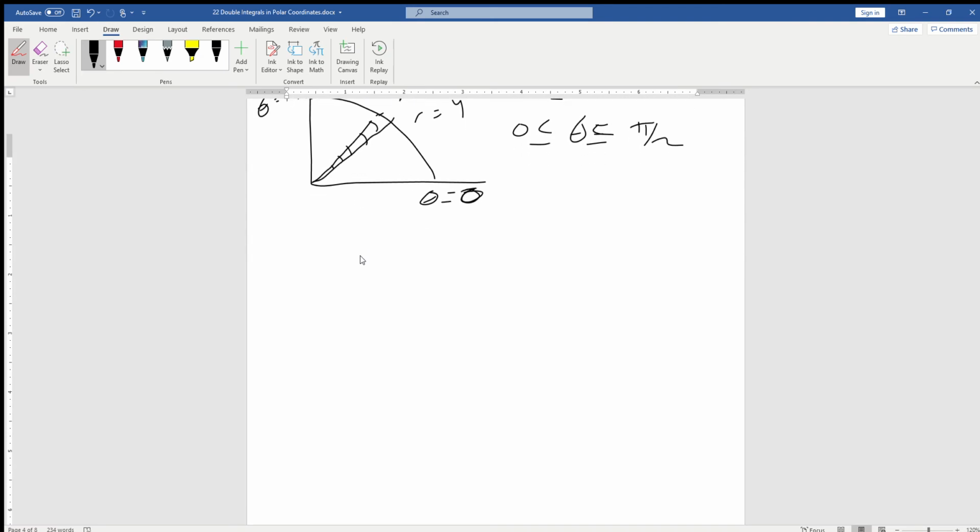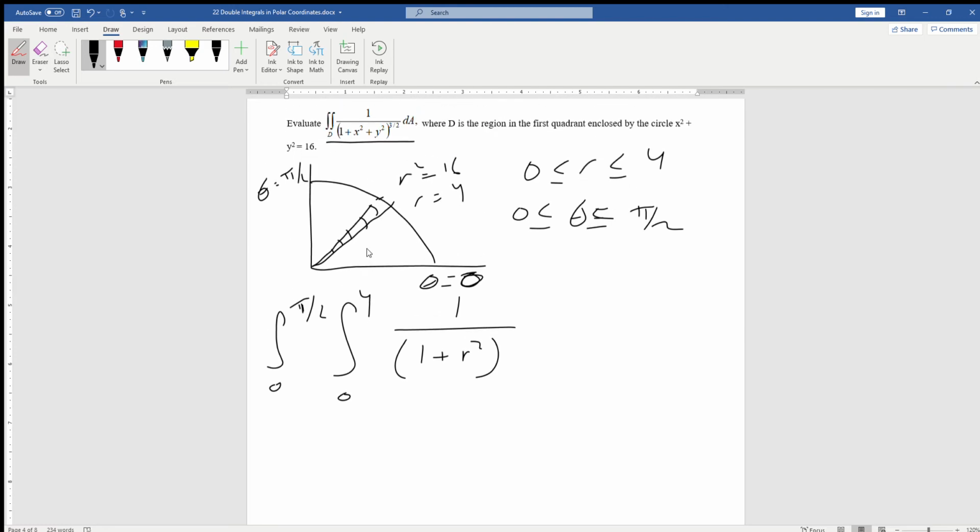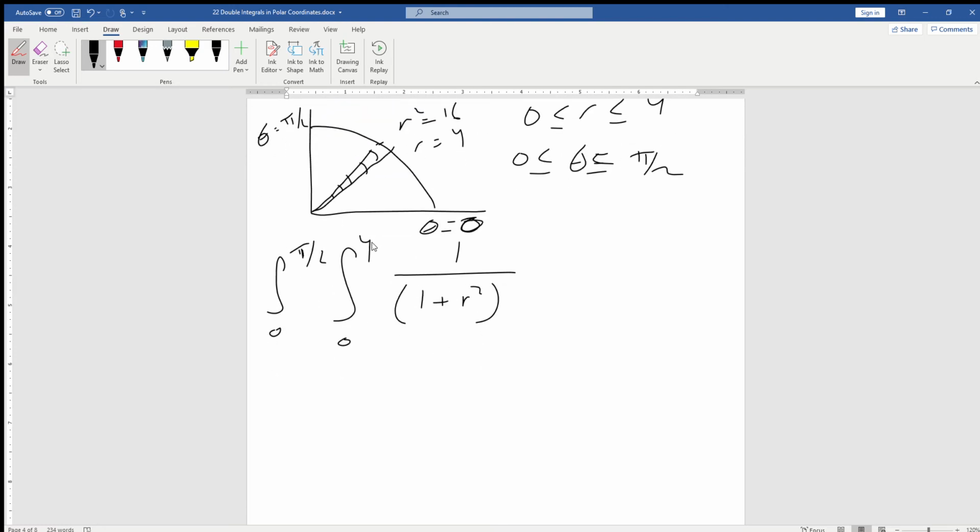So our integral is 0 to pi halves, 0 to 4. We're going to have 1 over the quantity of 1 plus, instead of x squared plus y squared, 1 plus r squared to the 3/2 power. And then instead of dA, we're going to have r dr d theta. So hopefully that's not too difficult for you to translate.